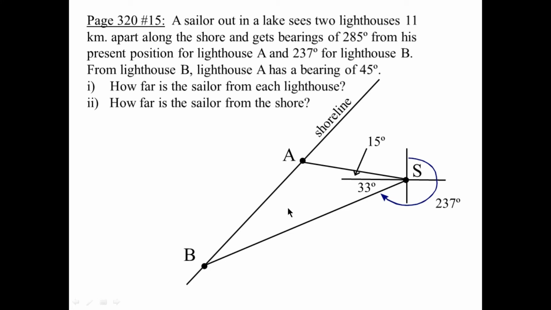Now we can draw the shoreline. And we can put the 11 kilometers between A and B. So it says the two lighthouses are 11 kilometers apart. I have them 11 kilometers apart now. Let's go to B and draw a compass rose, a vertical and a horizontal line. And we know that it says from lighthouse B, lighthouse A has a bearing of 45 degrees. So from B to go along this line must be 45 there.